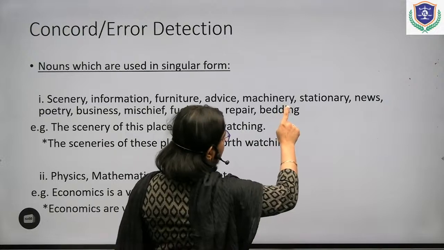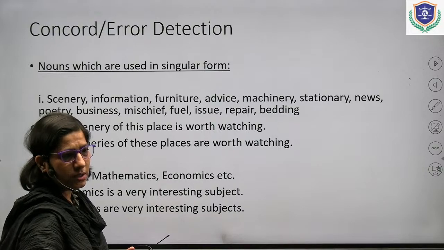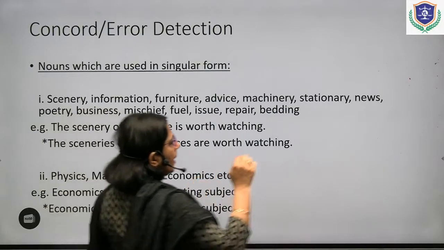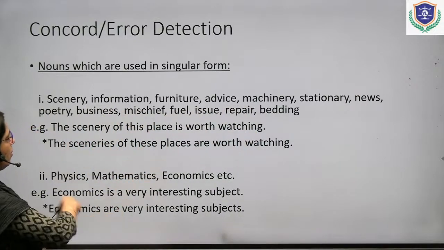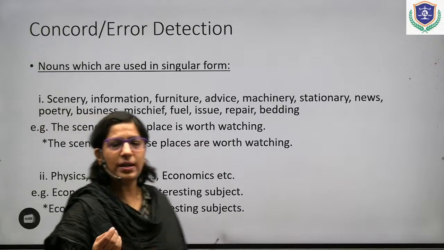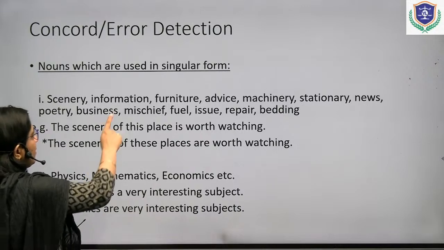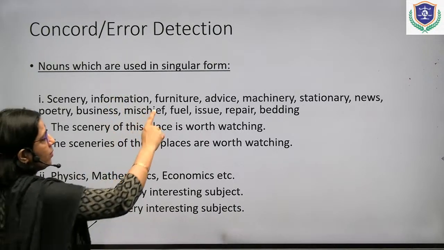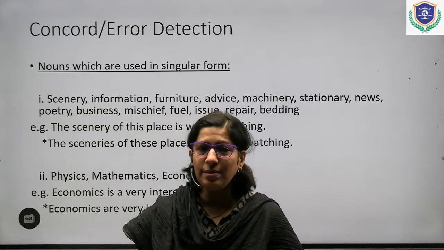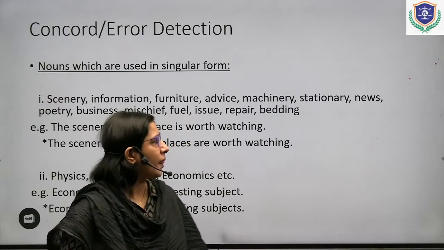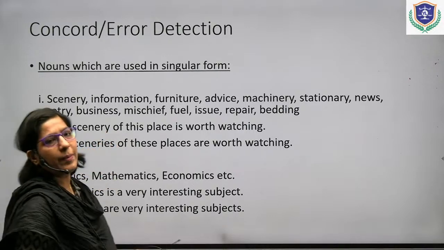machineries will not be there. There are pieces of machinery. And news can never be newses. So here is a whole list of words which will never be pluralized, as in scenery will never become sceneries, informations is not the right word, furnitures is not right, I wish to seek some advices is wrong. So you have to pay attention to these, that this set of words will never become plural.